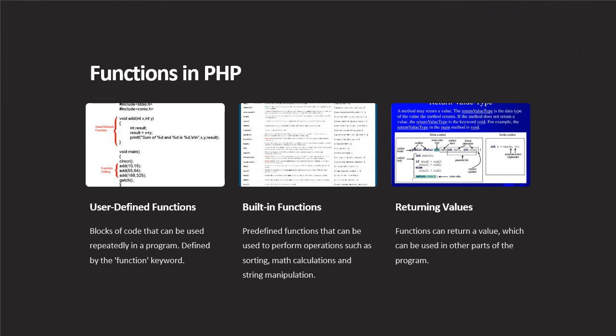Functions in PHP. There are three types of functions in PHP: user-defined functions, built-in functions, returning values. First of all, we will see user-defined functions. Blocks of code that can be used repeatedly in a program. They are defined by the function keyword. Built-in functions are predefined functions that can be used to perform operations such as sorting, math calculations, and string manipulation. Returning values: functions can return a value which can be used in other parts of a program.